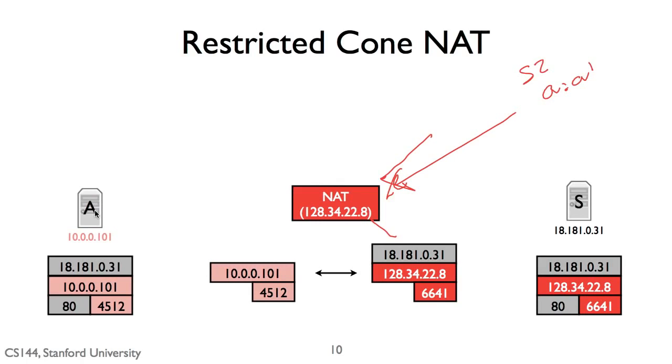Host A will never see it. However, if server S were to send a packet from IP address S, and then let's just say port 10,099, that will be able to traverse the mapping because it's coming from 18.181.0.31, and so host A will see a packet from 18.181.0.31 port 1099, and it'll come in destined to 10.0.0.101 port 4512. So that's a restricted cone NAT. It will filter based on the IP address but not the port.